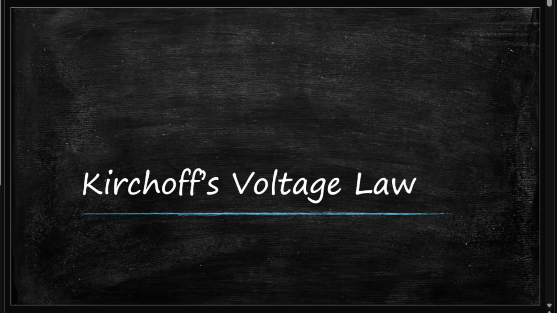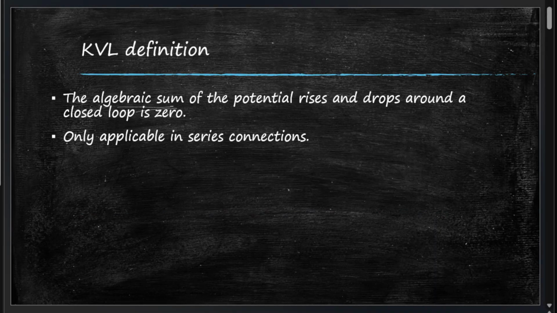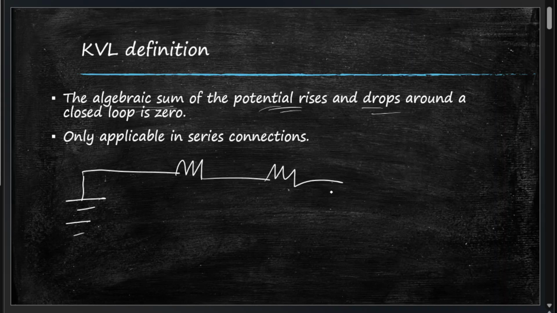Kirchhoff's voltage law, or KVL, states that the algebraic sum of the potential rises and drops around a closed loop is zero. Now, what does potential rise and drop mean? First, let's draw a simple circuit. So we have the source and then resistors, and a closed loop.